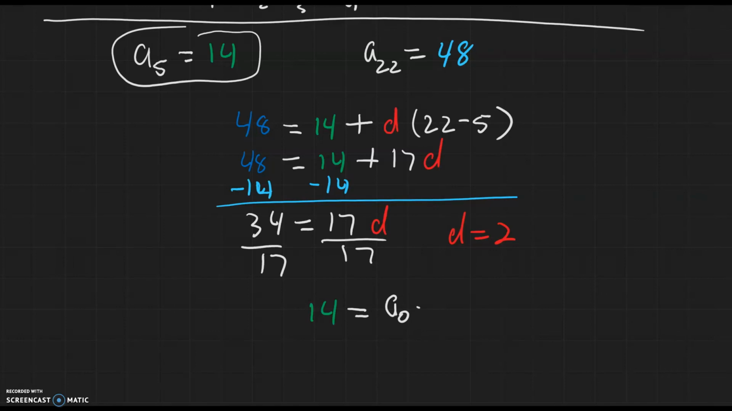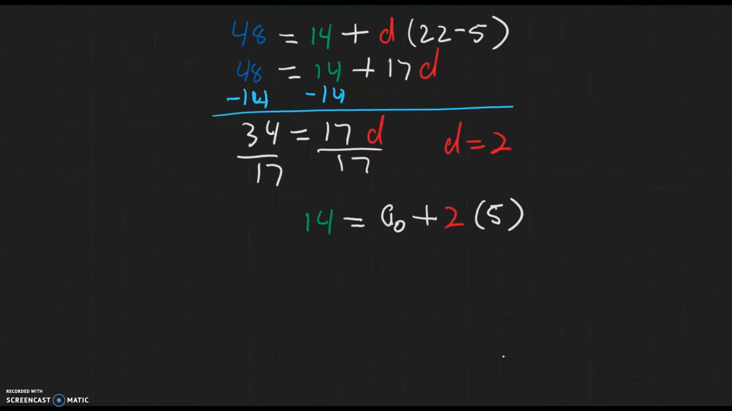So 14 is equal to A sub 0 plus 2 times 5. And you say, where did the 5 come from? The 5 came from right here because this is the 5th term, and I'm trying to find the 0th term. So all I have to do is subtract 10 from both sides, because 2 times 5 is 10. Just save a step here. Minus 10, and so A sub 0 equals 4.